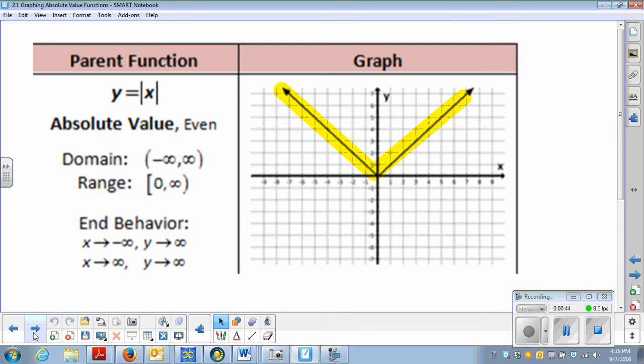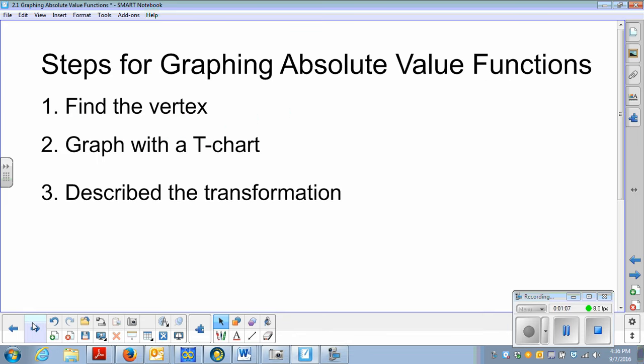When you have a graph or you have the function, you could do different things to make the graph have a transformation. It could either slide to the left, slide to the right, go up, go down, and it could have different types of compression. Okay, first thing I want to do is give you the steps for graphing an absolute value function. Step one, you want to find the vertex. Step two, you want to graph with a T-chart. And step three, you want to describe the transformation.